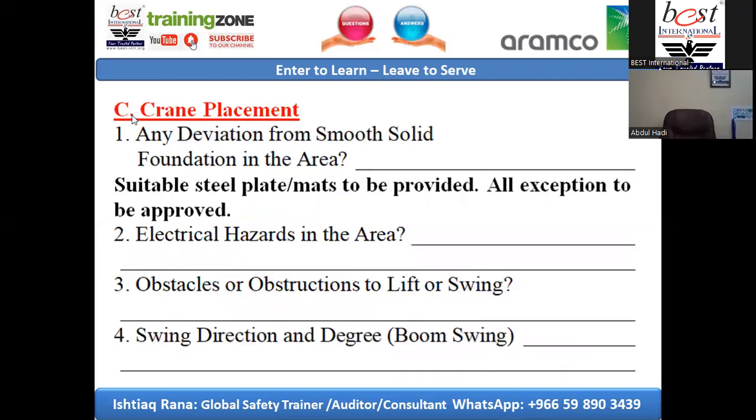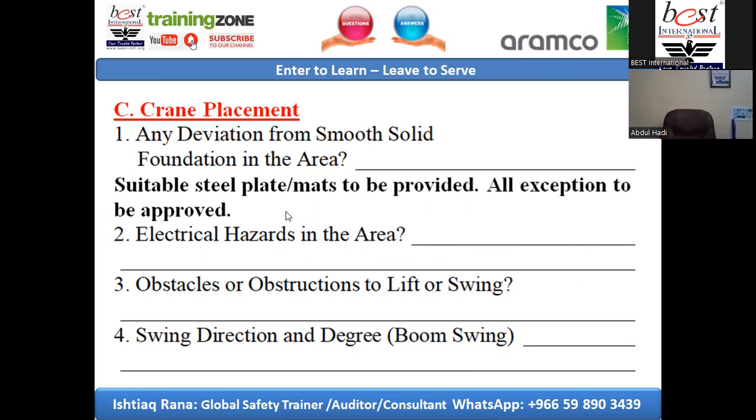Now, portion C, which is very important, is the crane placement. Any deviation from a smooth solid foundation in the area, suitable steel plates and mats should be provided, or the exception must be approved. Electrical hazards in the area: if there are any, better to mention underground, overhead, left, right, any sort of electrical hazards. Obstacles or obstructions of the lifting or swing, and swing direction and degree of boom swing also need to be identified here within portion 3.